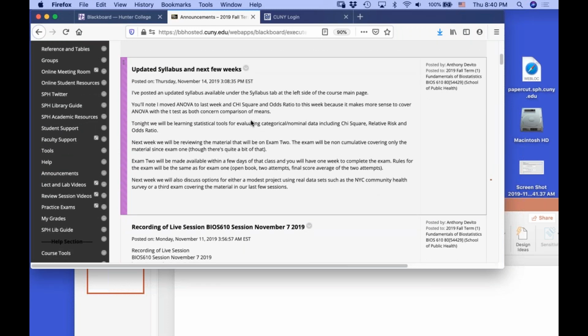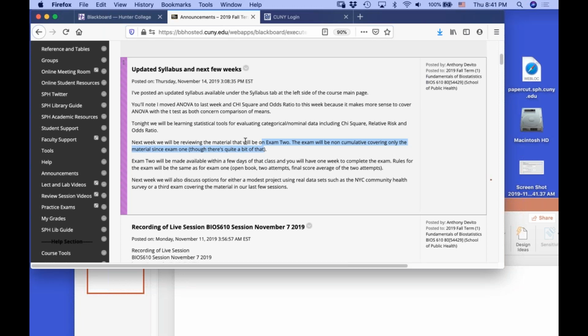I know that drives people crazy, but I do it because I have your interests in mind, and I want to make this as cohesive as possible without making too many left turns. In the original syllabus that we used last semester, we did analysis of variance after chi-square. But analysis of variance is really comparing means. It makes more sense to do that with the t-test than after chi-square. So that's the way I wanted to do that.